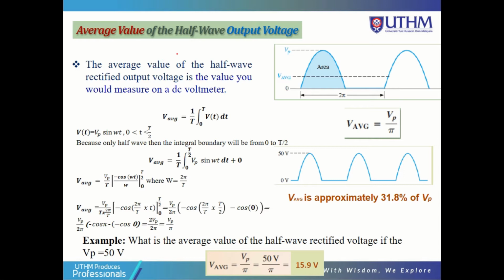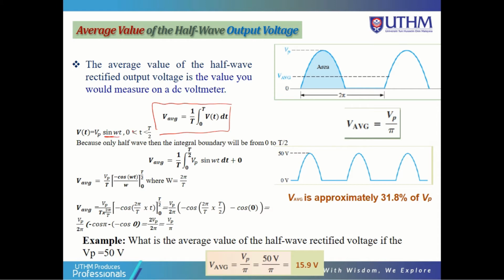Average value of the half wave output voltage. So kita kena carilah berapa dia punya voltage average. The average value of the half wave rectified output voltage is the value you would measure on a DC voltmeter. Okay, so dia punya rumus dia macam gini: V average is equal to 1/T integrate from 0 to T Vt dt. Okay, Vt is equal to Vp sin omega T. Sebab kita punya waveform bentuk sin kan, sinusoidal kan. So kita punya kat sini function dia adalah sin.